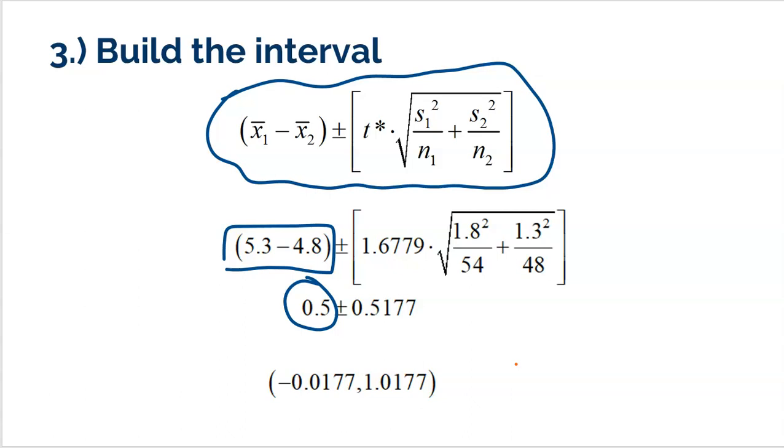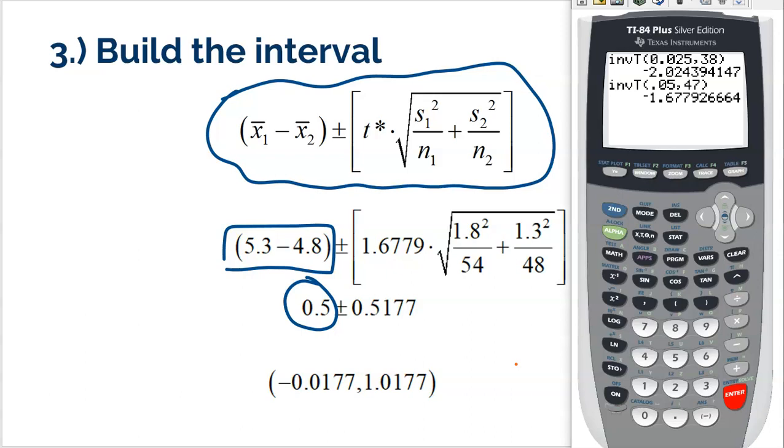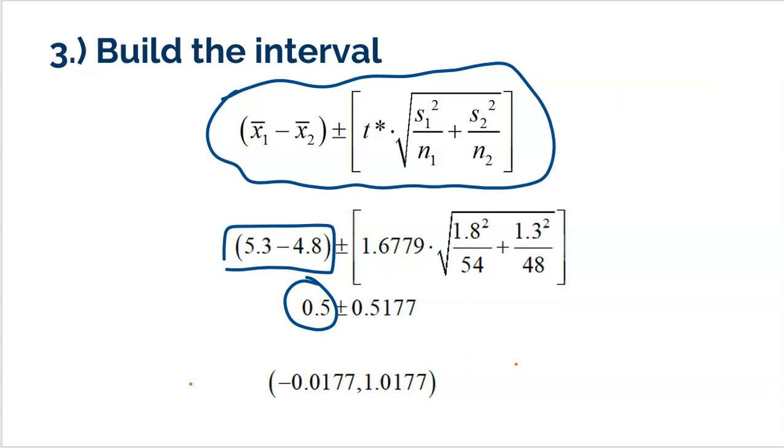And then finally, I need my standard error in the back. This is where I have to be very careful to make sure everything is correct. For the Americans, it was 1.8 squared divided by 54, the sample size for the Americans, plus 1.3 squared divided by 48 for the Canadians. To get the margin of error, I highly recommend typing all of this into your calculator at once: 1.6779 times the square root, and again, no parentheses. Your calculator is pretty smart here. You can just do 1.8 squared divided by 54 plus 1.3 squared divided by 48, and the calculator does all that math. You get 0.5177 as the margin of error. So now I take my 0.5, subtract 0.5177, add 0.5177, and I get my interval.